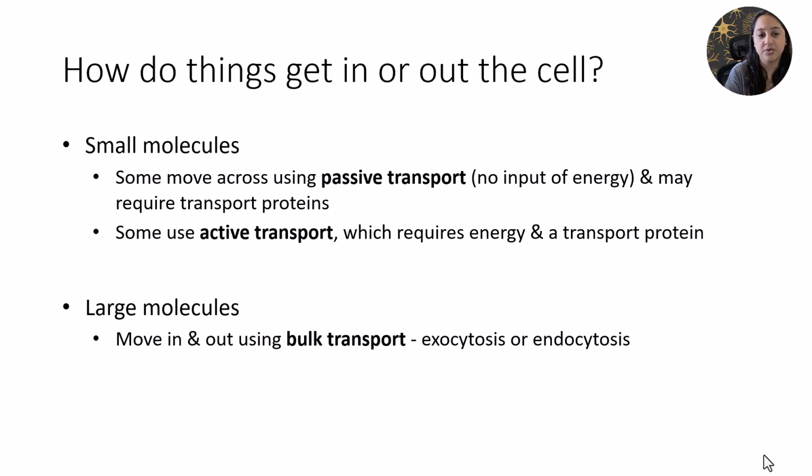Some other molecules use active transport, and this kind of transport requires energy and a transport protein. So that's for small molecules, and for large molecules, it has to happen a different way. In this case, molecules will move in and out of the cell using what's called bulk transport, either exocytosis or endocytosis. So that's the overview that we're going to talk about throughout the lecture.